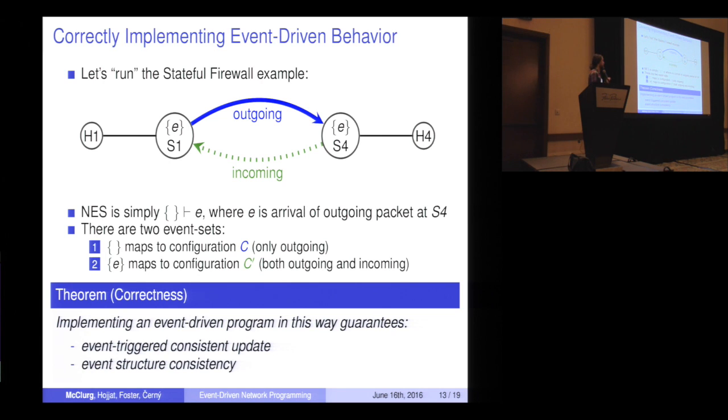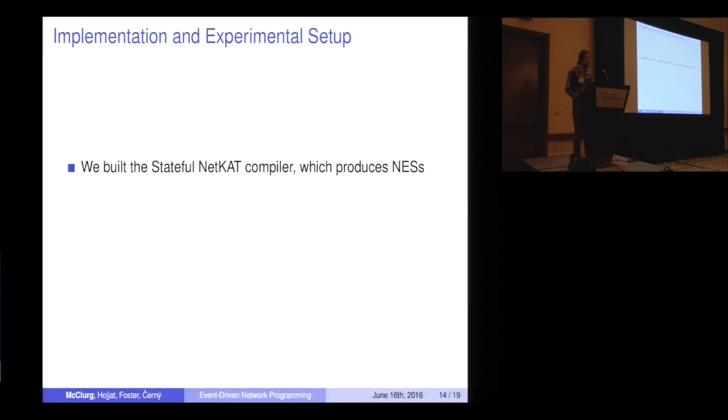So if you implement any event-driven program in this way, it provides the guarantees that we want, which are the event-driven consistent update and also the event structure consistency. So now let's look at the implementation of this and experiments.